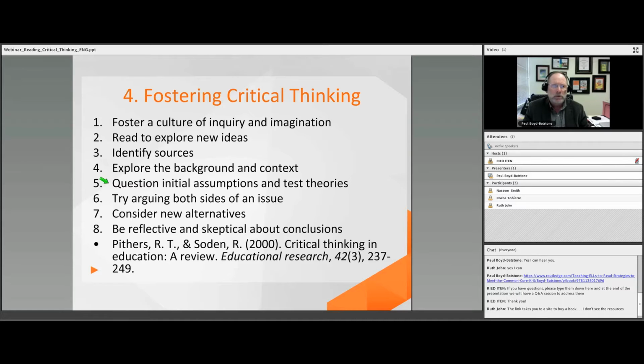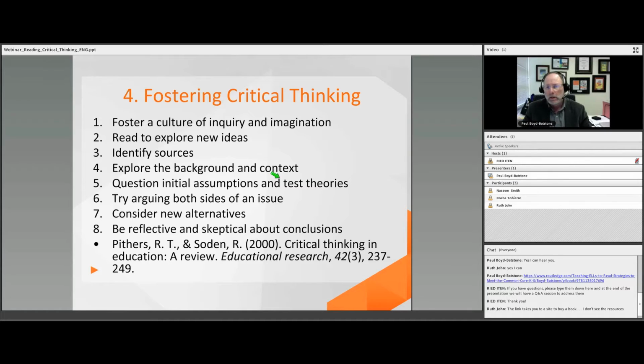When we foster critical thinking, we celebrate the idea of questioning our initial assumptions. I think it's this way. Oh, really? Why? How? Testing our theories. And let me just take a moment to talk about testing theories. Theoretical thinking begins with metaphorical thinking.